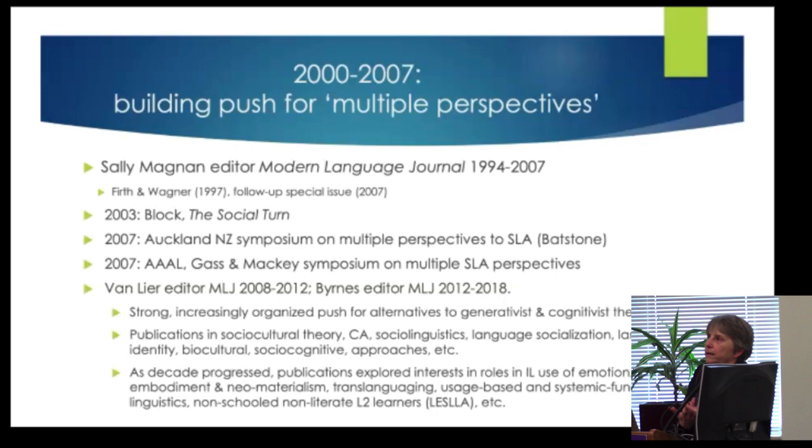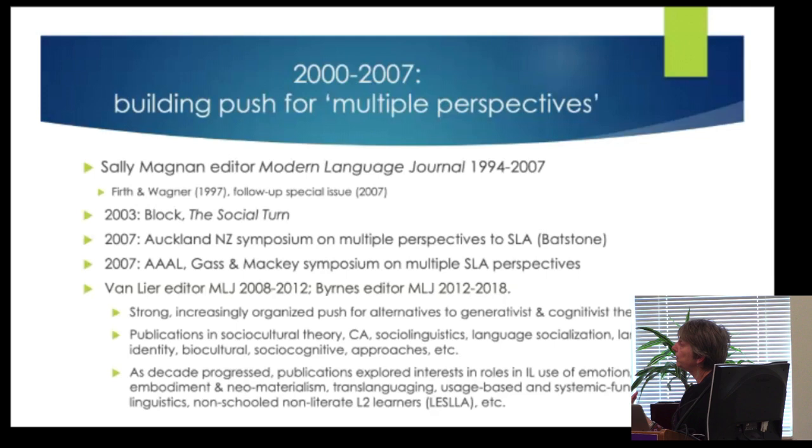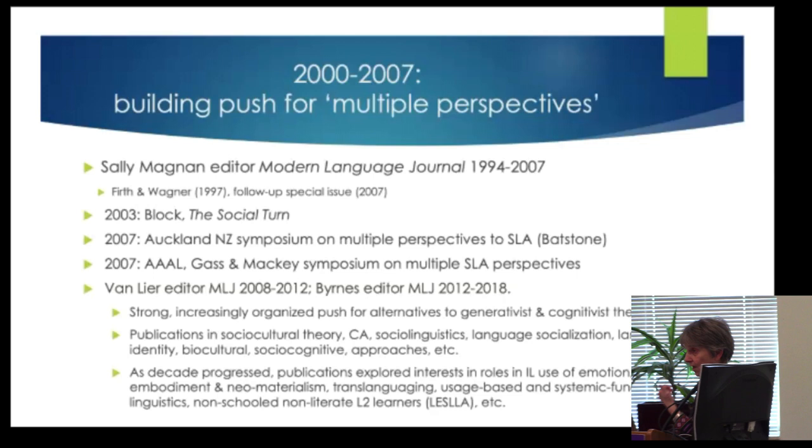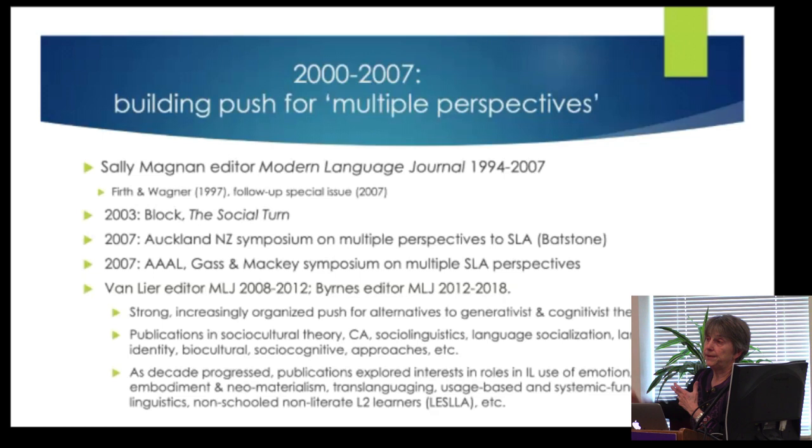And so you started seeing studies on gesture and the way that gesture and stress are related. Translanguaging, usage-based and systemic functional linguistics. Systemic functional is something that Heidi Byrnes particularly promoted. And then increasingly, there were more learners of second languages who were not schooled. And so study of the acquisition processes of non-literate, non-schooled learners fit nicely into this framework, because the study of rules and the disembodied rules requires literacy, right?